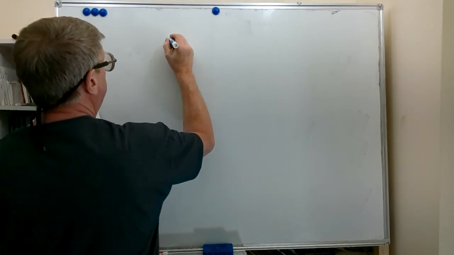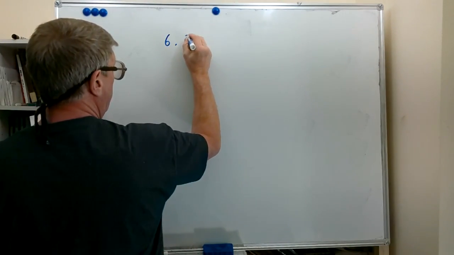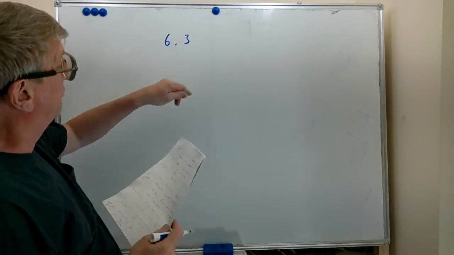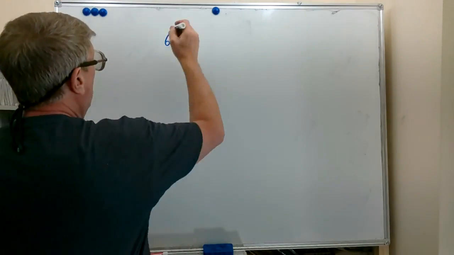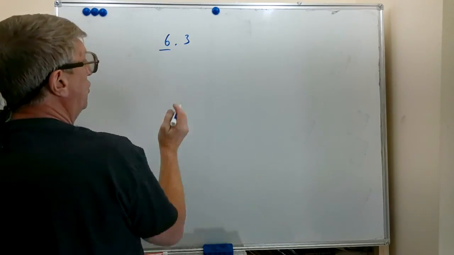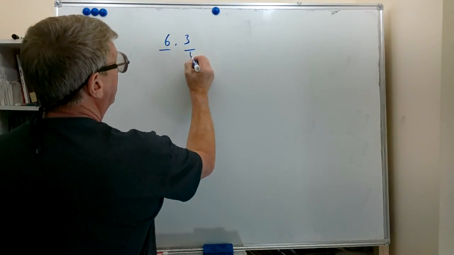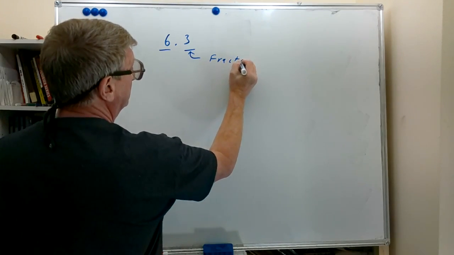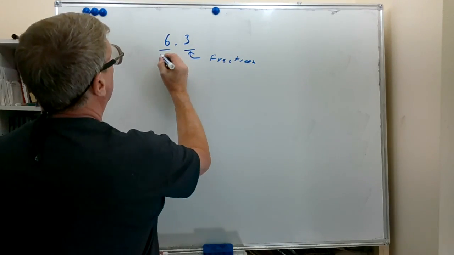We're going to take a number here, 6.3. The decimal number with a decimal fraction. We have a whole number here, a fractional portion here, the fraction, and the whole number.